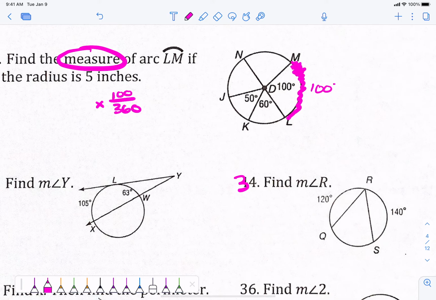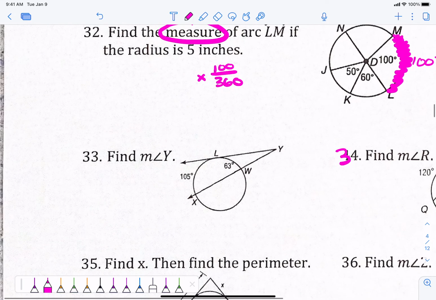If I'm talking about the measure of this arc, this arc is a piece of the outside edge of the circle. And what's the outside edge of the circle called? The circumference. We are finding a piece of the circumference.